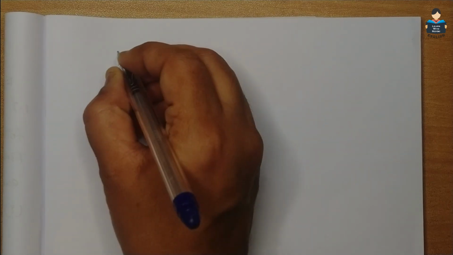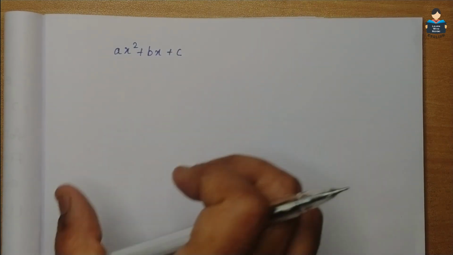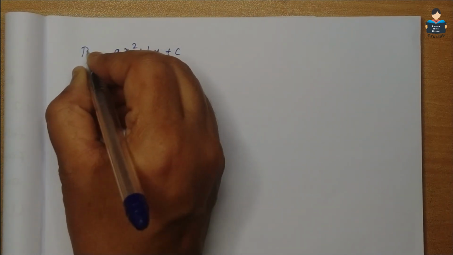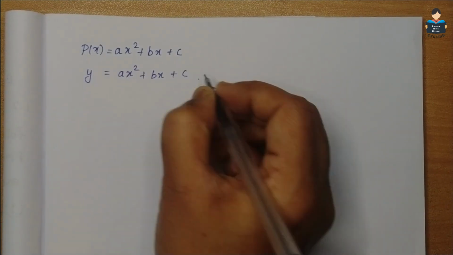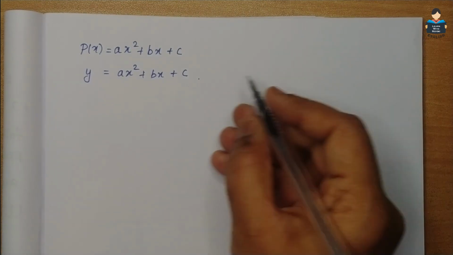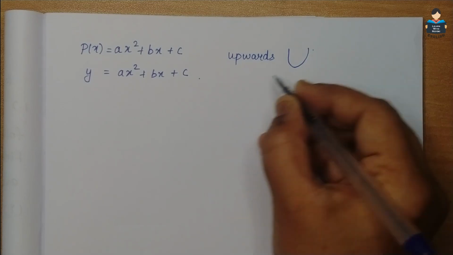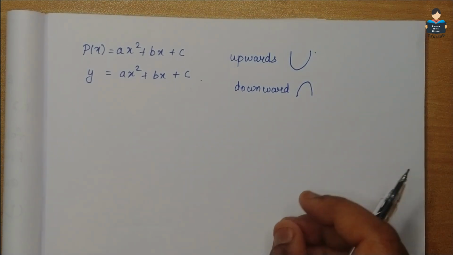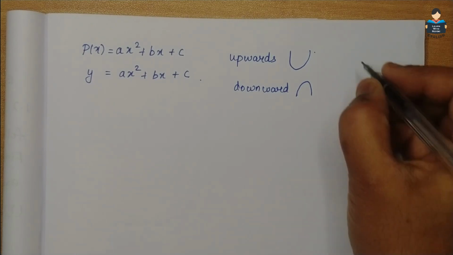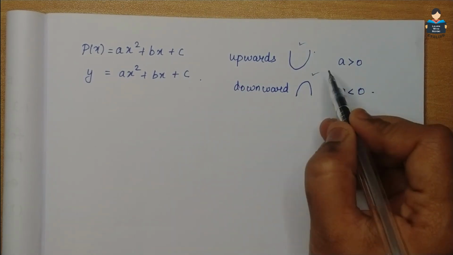So next we are going to see the graph part. For any quadratic polynomial of the form ax square plus bx plus c, the graph of that corresponding polynomial, that is p of x or y equal to ax square plus bx plus c, will have two shapes, either upwards like this and downwards like this, depending upon the values of a, that is when a is greater than 0 and a is less than 0. These curves are called parabolas.